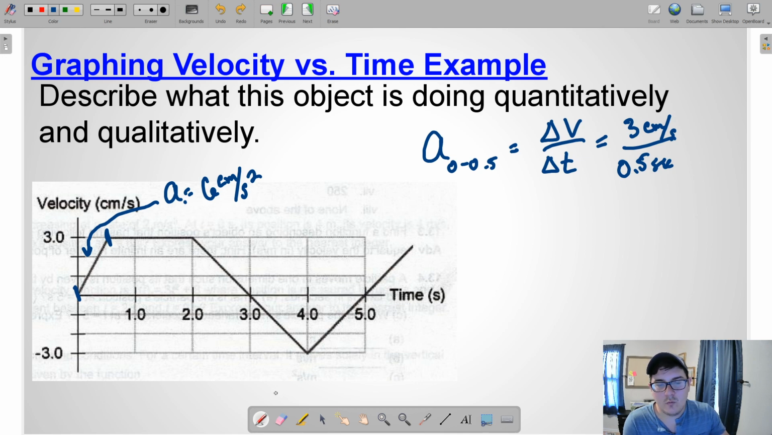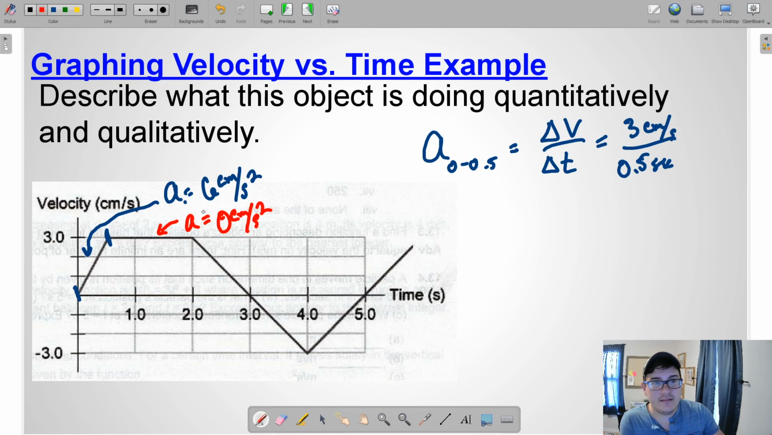Okay, what is the acceleration value for, let's do this different color, right here? Well, the acceleration would be change in velocity over change in time, and so that's going to actually be 0. That's because it's not speeding up or slowing down. It is maintaining a constant speed.